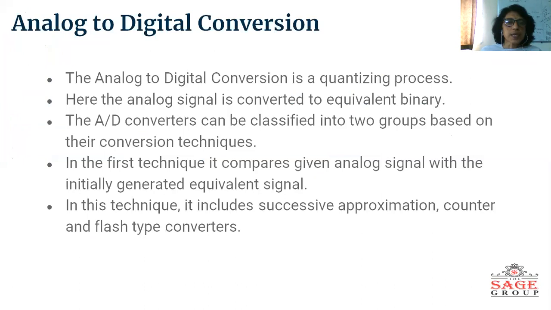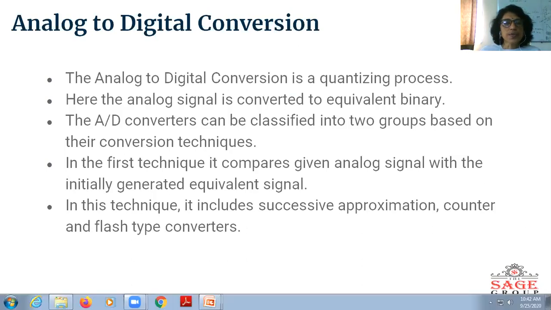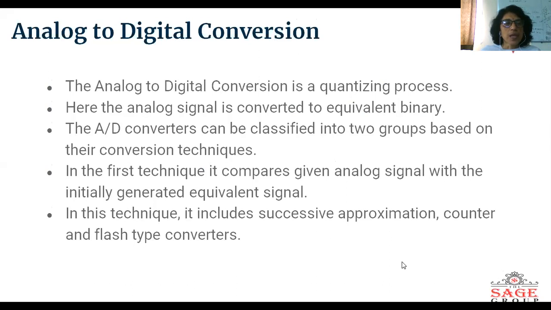In the first technique, it compares the analog signal with the initially generated equivalent signal, or we should say the reference signal. This technique includes the successive approximation method, counter method, and flash type converters.